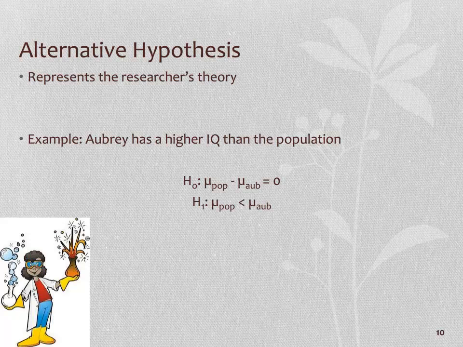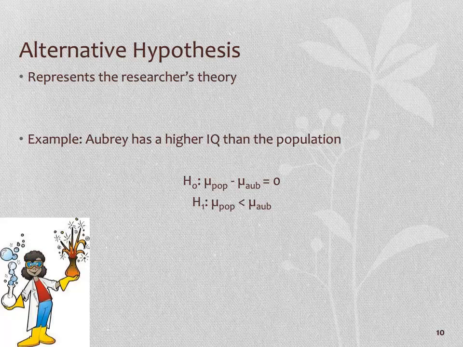So what's the difference between a research question and an alternative hypothesis? Very, very little. Just how you phrase it, essentially. So a research question and alternative hypothesis, essentially the same thing here. So in our example, Aubrey has a higher IQ than the population. So H sub 0, remember our null hypothesis is that the population IQ minus the Aubrey mean IQ is 0. So there's no difference in these two IQs.